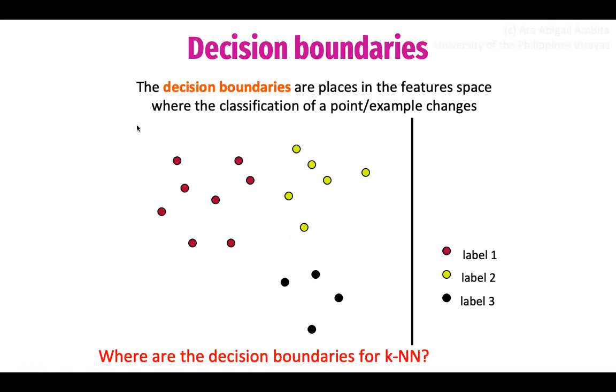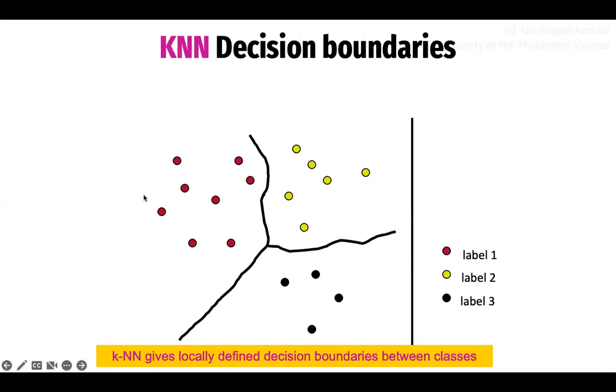So what about the decision boundaries? The decision boundaries are places in the feature space where the classification of a point, for example, changes. In this case, wherein we have three labels, label 1, label 2, and label 3, what would be the decision boundary? KNN gives locally defined decision boundaries between two classes. So we have a boundary between label 1 and label 2, another boundary between label 2 and label 3, and another boundary between label 1 and label 3.